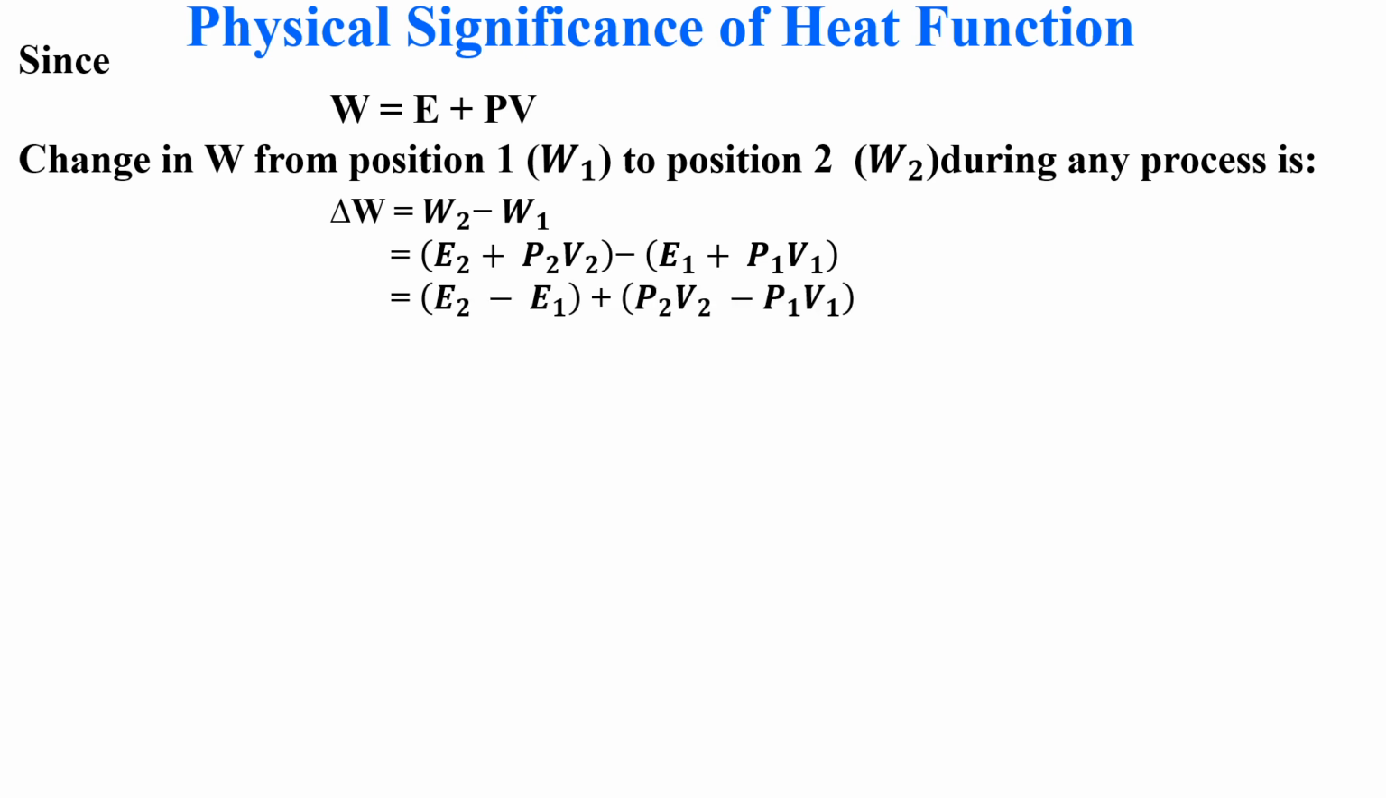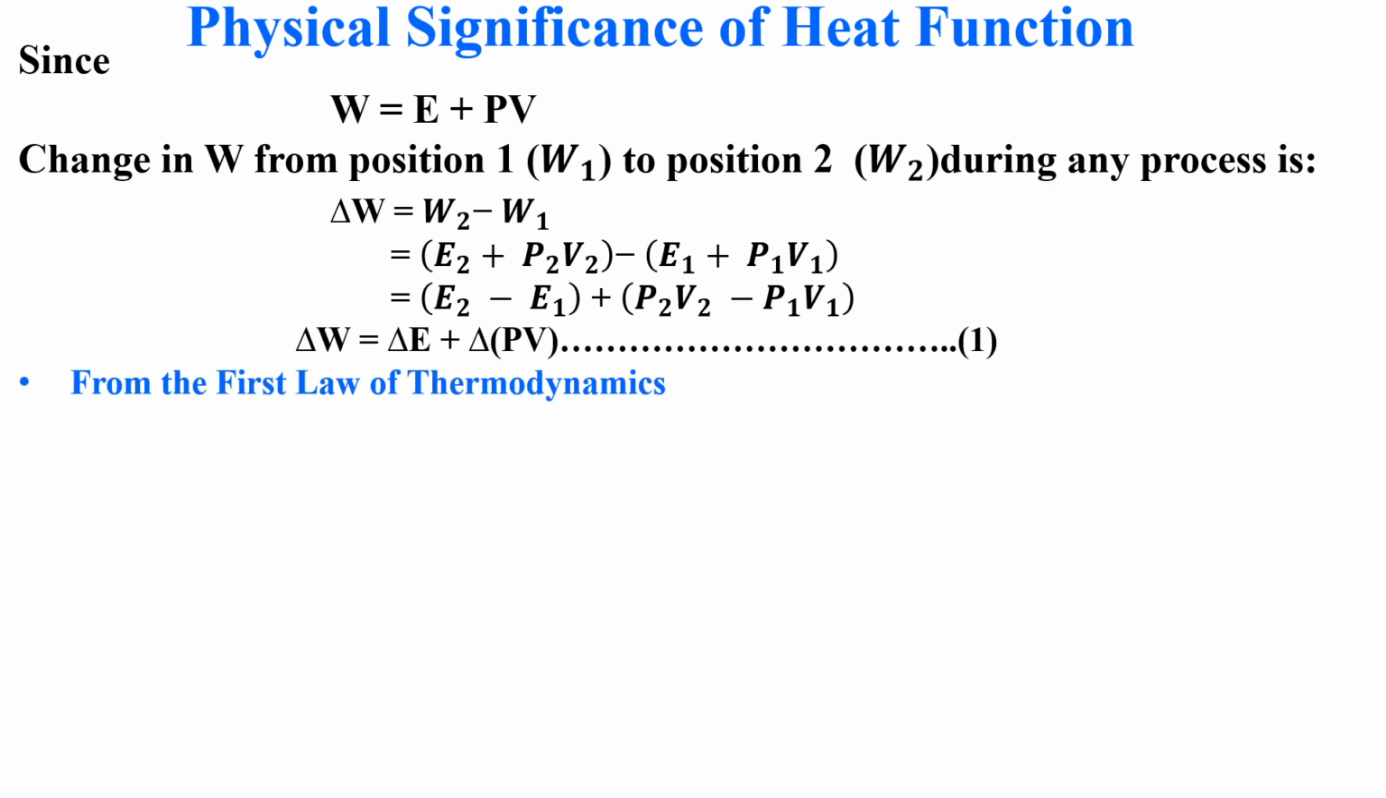So on rearranging it, E2 minus E1 plus P2 V2 minus P1 V1. So del W is equal to del E, which is the small change in internal energy, plus del of the product of pressure and volume. Let it be equation number 1.